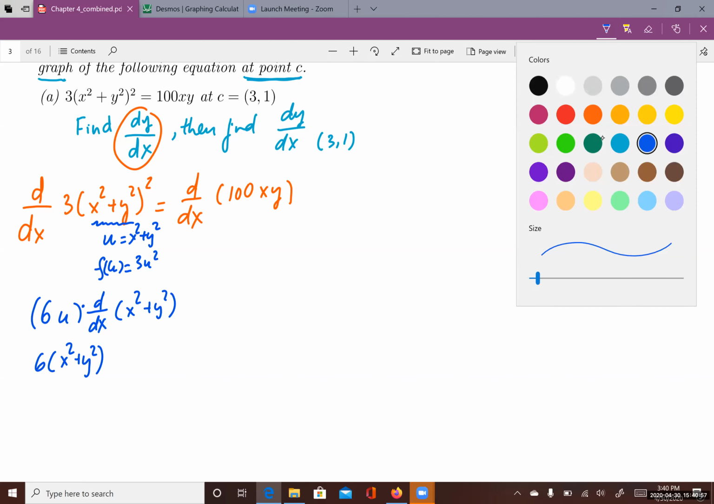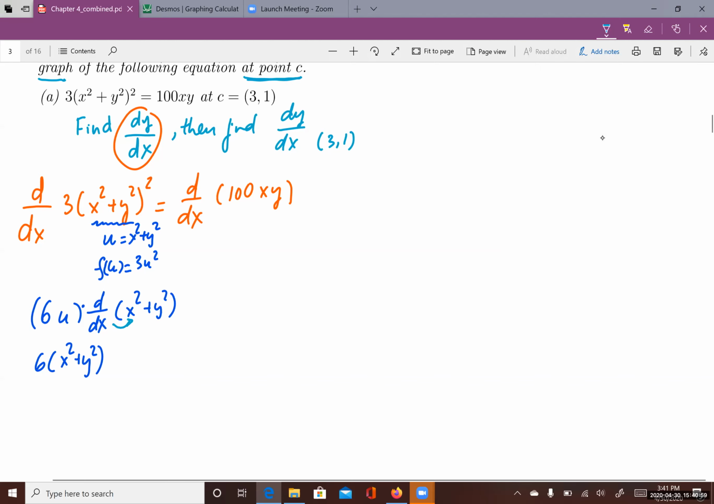And I can differentiate this separately. x and x are the same, so it's just 2x using the power rule. And x and y are not the same, so you have to use implicit differentiation, taking the derivative of y squared, which is 2y, and then you have to multiply by dy over dx. All right.